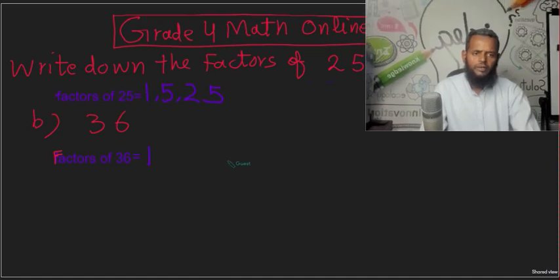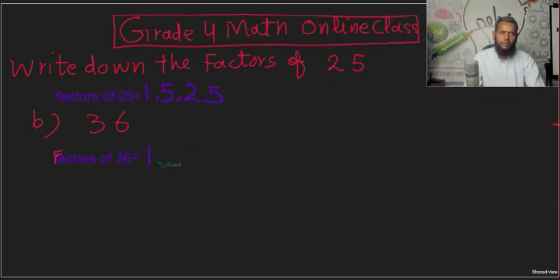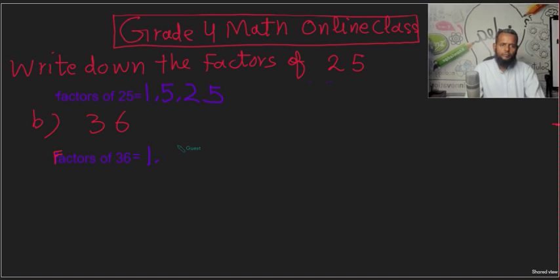Now write the factors of 36. Can you write? Give space. First give space. Yes, good. 1 times 36 is 36, okay? Comma, write comma here.